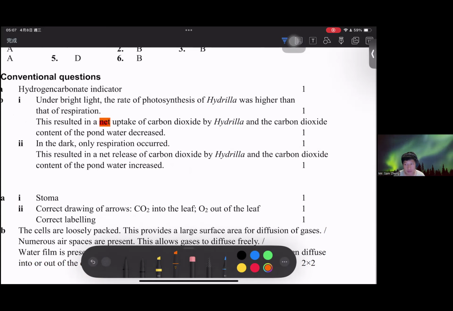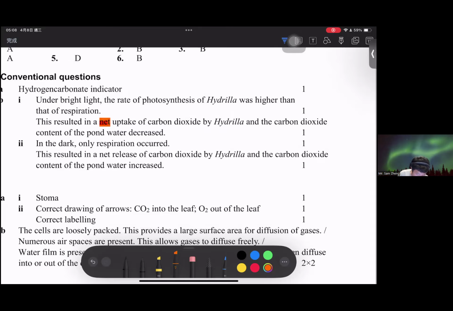But for the tube placed in the light-proofed box, in the dark there will be only respiration. There is no light, so there is no photosynthesis. So only respiration occurs. Or you can mention it this way: the rate of respiration is higher than the rate of photosynthesis. This will result in a net release of carbon dioxide by the hydrilla, and the carbon dioxide content of the pond water will increase. So this causes the color change from red to yellow.